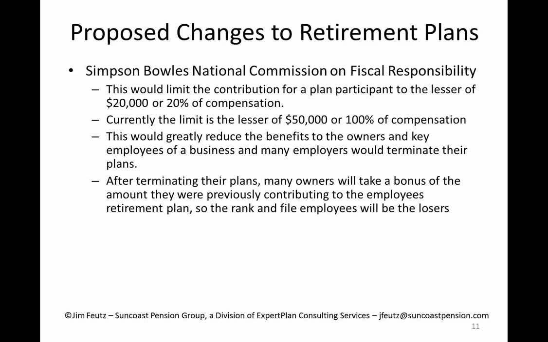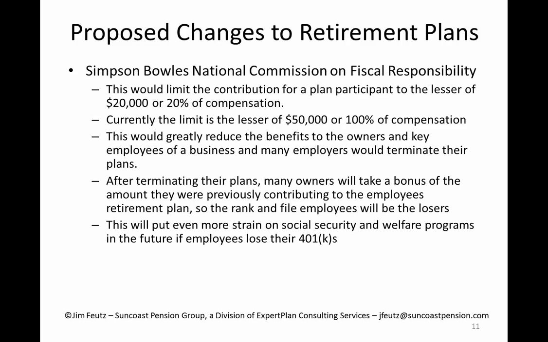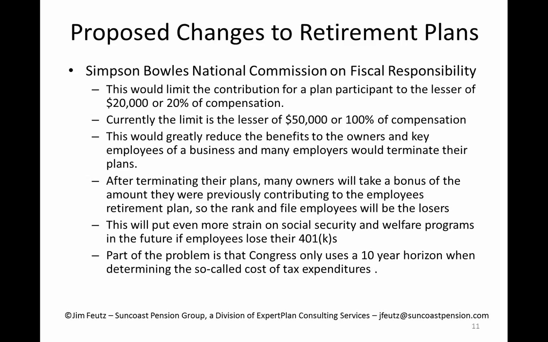which of course none of the people in the government ever think that's going to happen, but that's exactly what happens. And that's what happened in 1982 through 84 when they passed some of their so-called bills that cut the limits way back. Plans were terminated in droves. And it'll even put more strain on Social Security and welfare programs in the future if the employees lose their 401k plans. And the unfortunate part about this is the way that the government, by law, has to score different bills. They only use a 10-year horizon. So they only look at the effect of tax expenditures in the next 10 years.